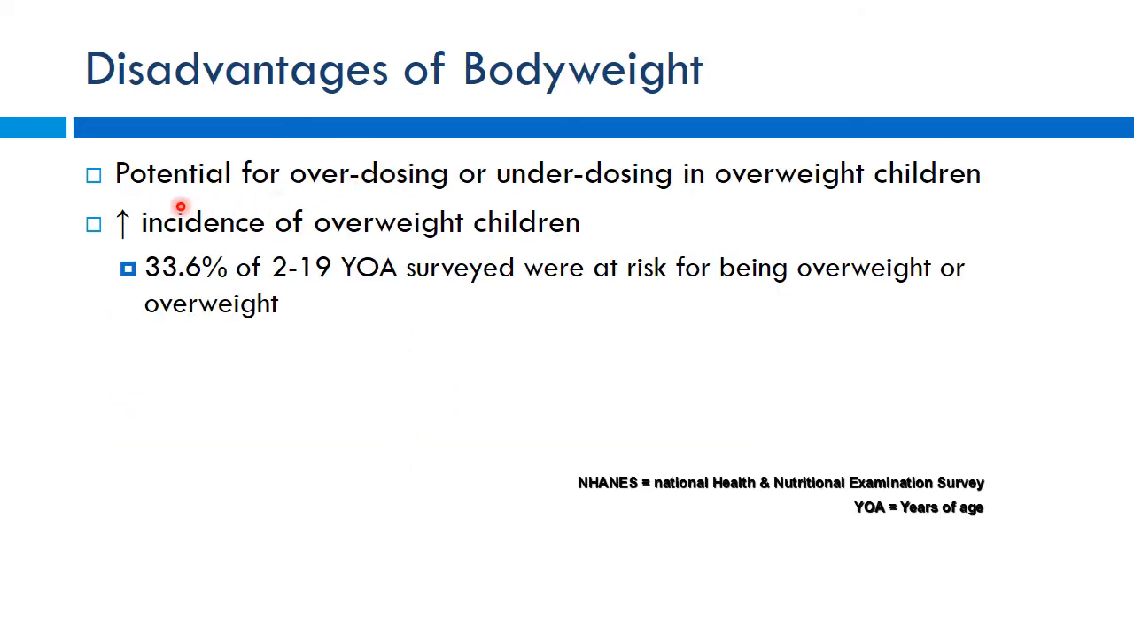So again, there's potential for overdosing or underdosing, especially in these very overweight kids, and we know this is a big problem. Increasing incidence of obese and overweight children is going up all the time, so it's important to take this into account. There are some strategies we can use, like adjusted body weight, but that's really outside the scope of this class right now.